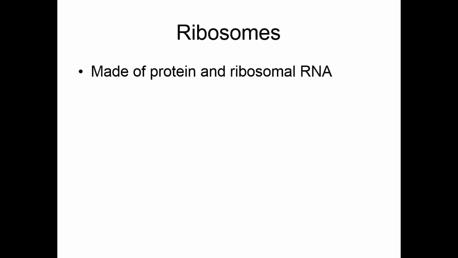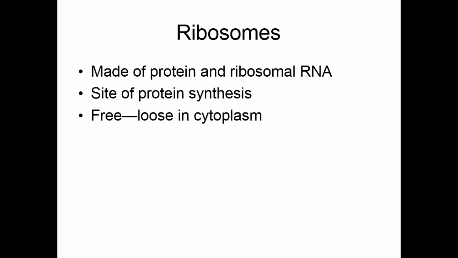Ribosomes are made of protein and ribosomal RNA, and typically they exist as two small subunits. They don't come together until they have to function. Ribosomes function to make proteins. This is the site of protein synthesis. Ribosomes can be free ribosomes, that is, they're floating freely in the cytoplasm, or they may be bound. They're attached to a membrane in the cell.